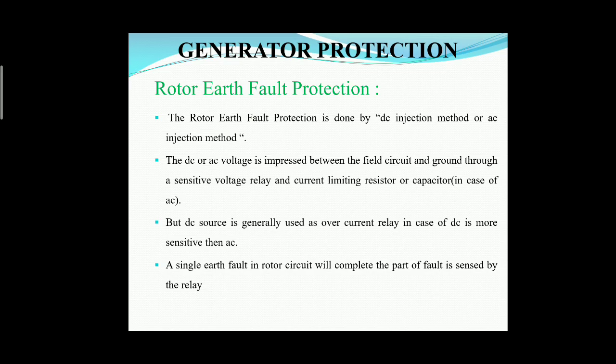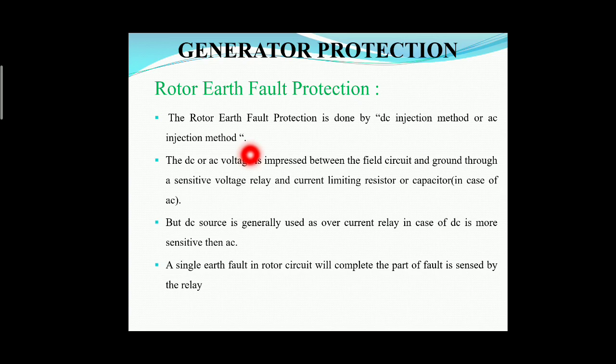The rotor earth fault protection is done by the DC injection method or the AC injection method. By using these two methods, we give the protection for rotor earth faults. When one earth fault occurs in the rotor, it is not necessary that the system is completely tripped. Only the relay indicates that the fault has occurred.